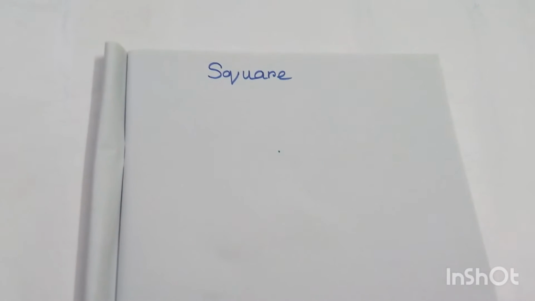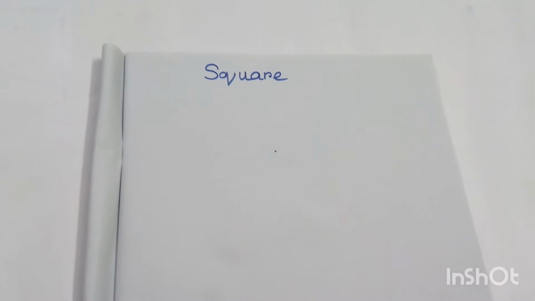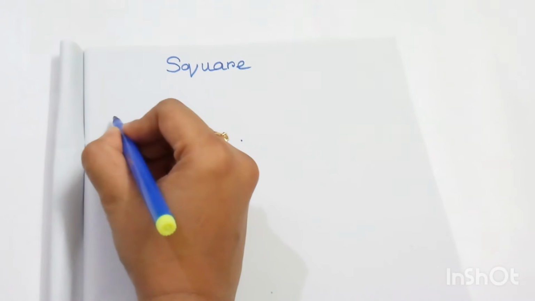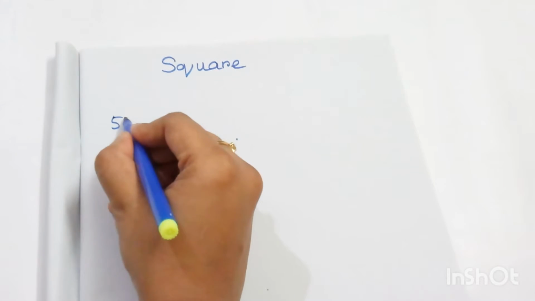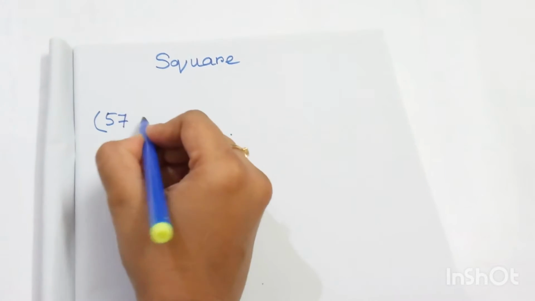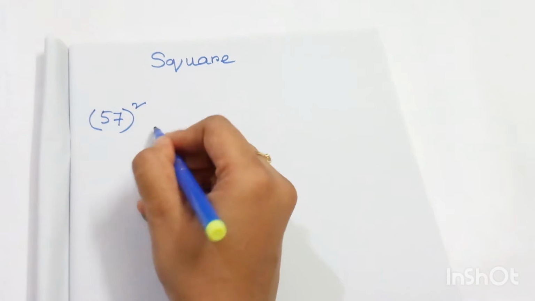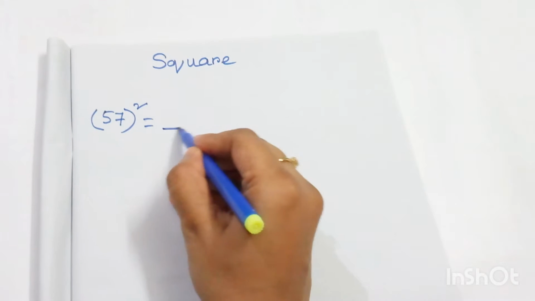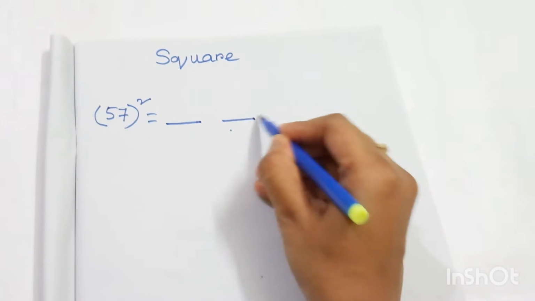Today we will learn how to square a number. First, we will take a number, 57. How to do the square of this number? You have to divide it into three parts.